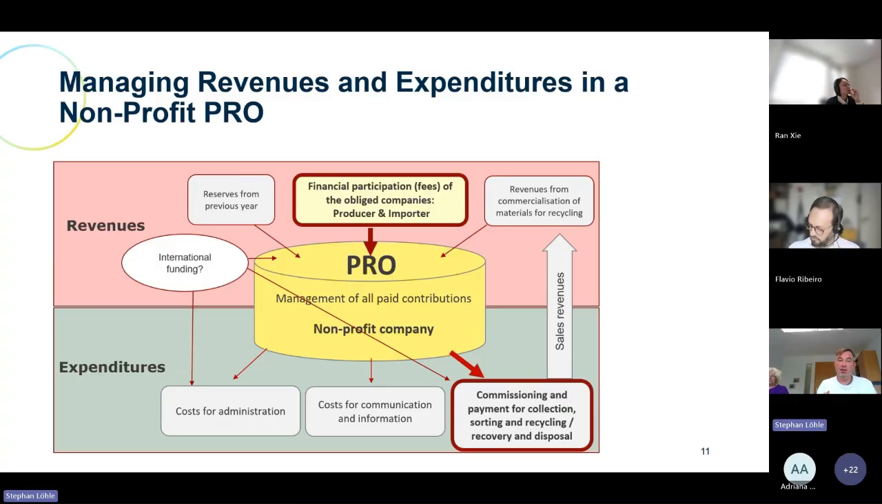Because everything he receives, he will spend for commissioning the collection, the sorting, the recycling, first of all, also to pay his own costs in administrating the system, and all relating costs based on the framework, for instance, having obligations in communication and information sharing, or supporting specific pilots or whatever. So whatever is mentioned as an obligation for a producer is taken over by the producer responsibility organization, and this is where the costs are paid for.